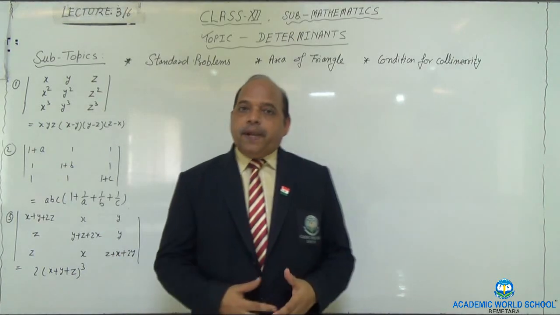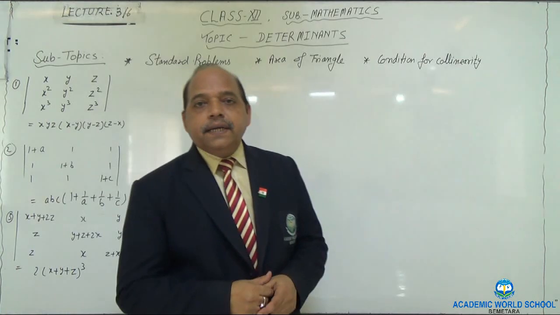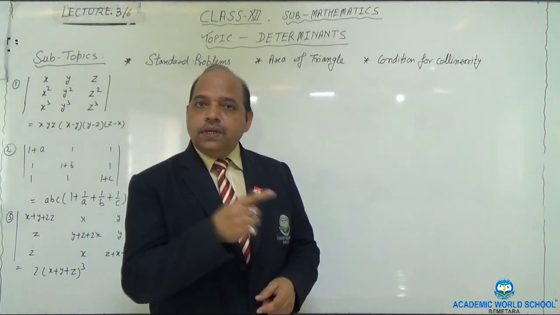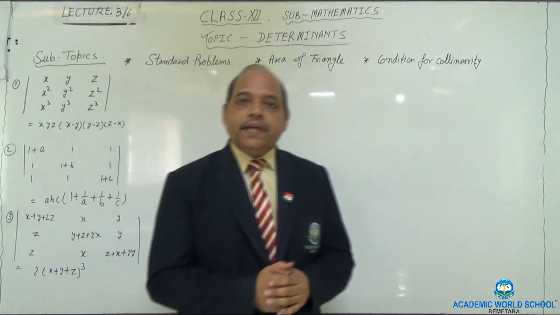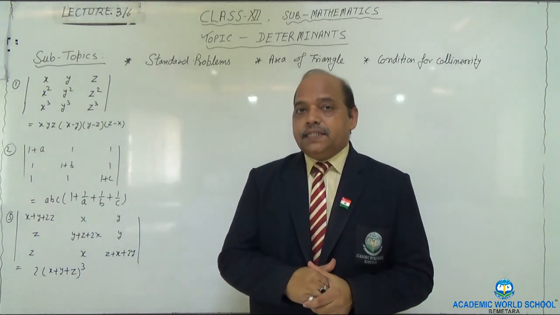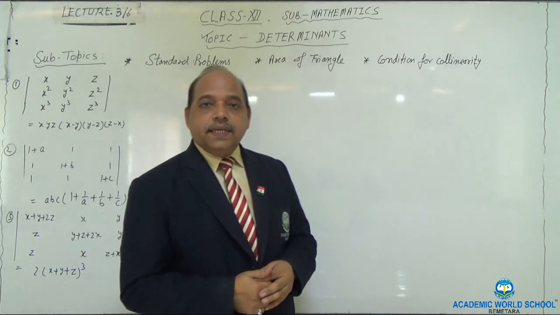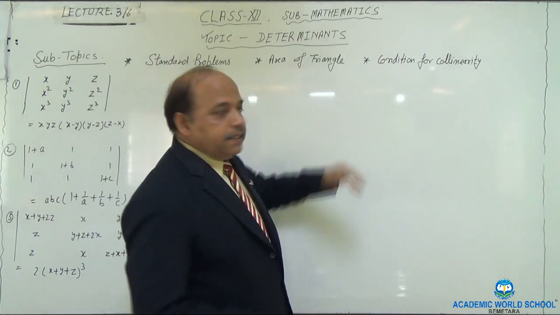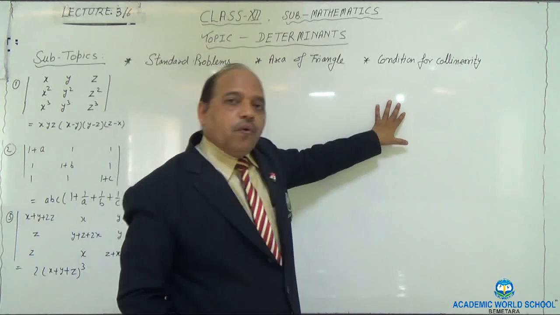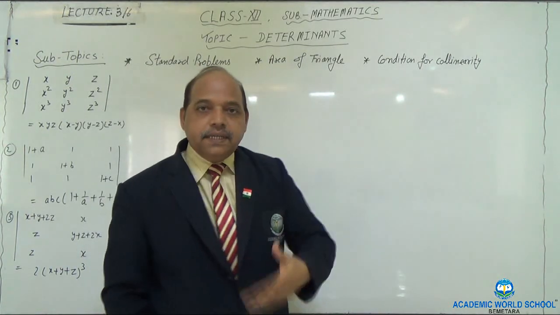Then we are going to apply the concept of this determinant to find the area of a triangle. You learned in grade 10th how to find the area of a triangle in the coordinate geometry chapter. So we are going to connect with the same, and then the condition for collinearity of 3 points. This is what we are going to discuss in today's class.